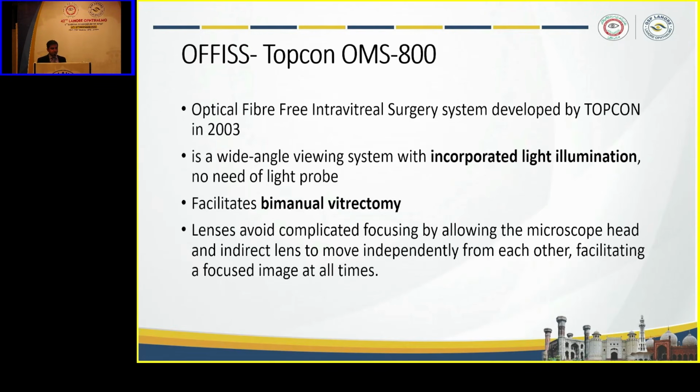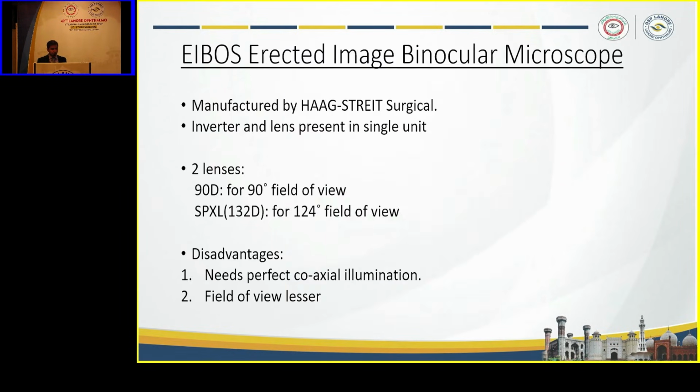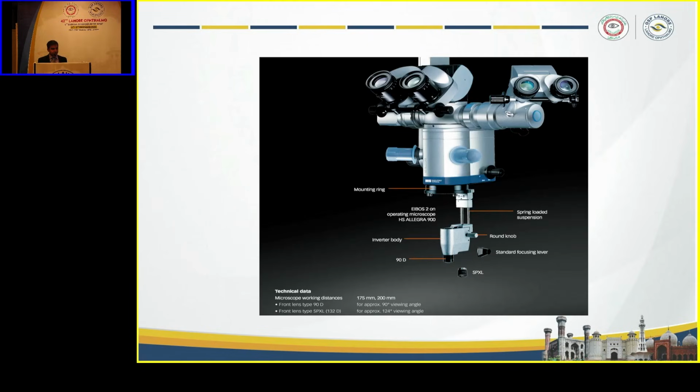We have the OFFISS system by Topcon. It is an optical fiber-free intravitreal surgery system. It is incorporated with light illumination, so it facilitates bimanual vitrectomy. This is the picture. Then we have the EIBOS by Haag-Streit. It comes with two lenses, one 90 diopter for the 90 degree field of view, and a 124 degree field of view lens. This is the picture.